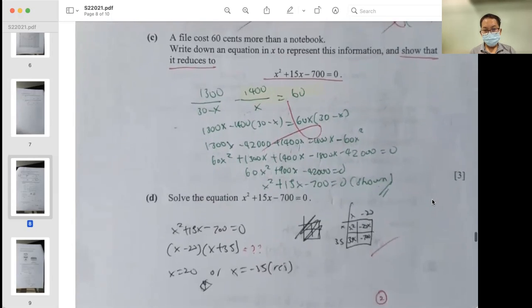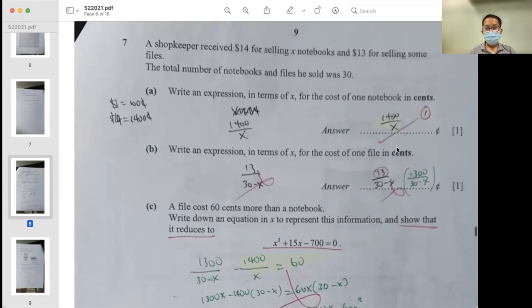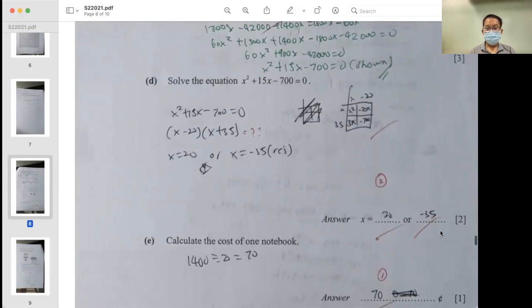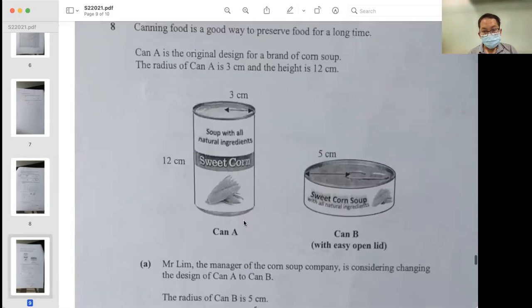Okay, after you solve, you should get your x equal to 20 and negative 35. And part E, take some time to calculate the cost of one notebook. So you should take your x as 20, substitute into your notebook, 1,400 over 20, 70. Okay, don't use the negative because money cannot be negative in this case.